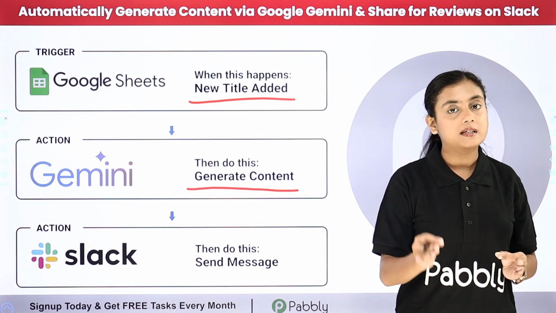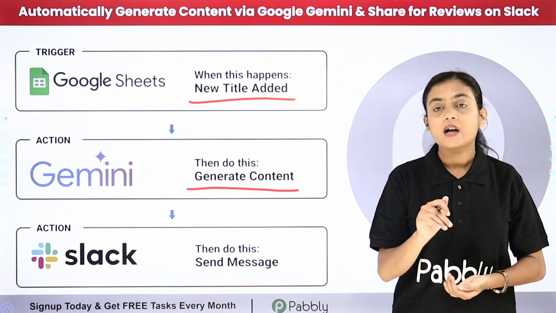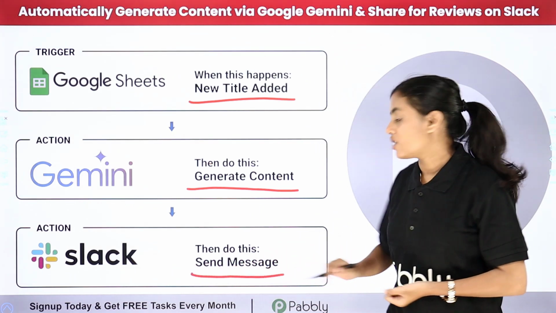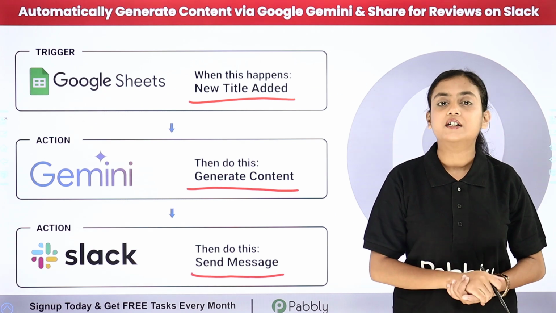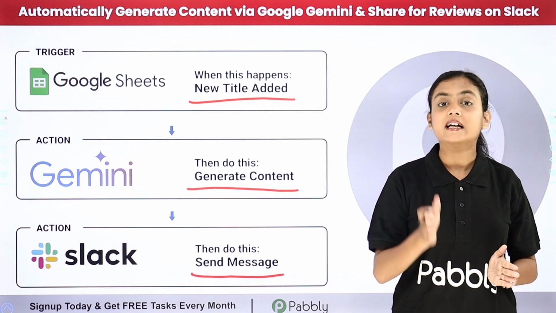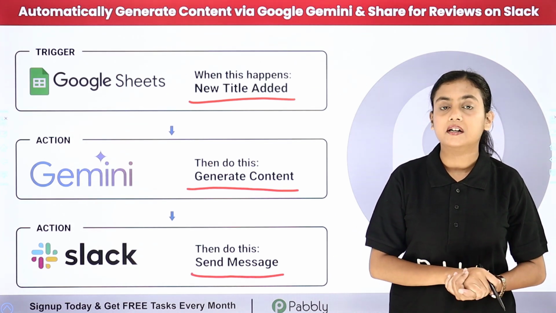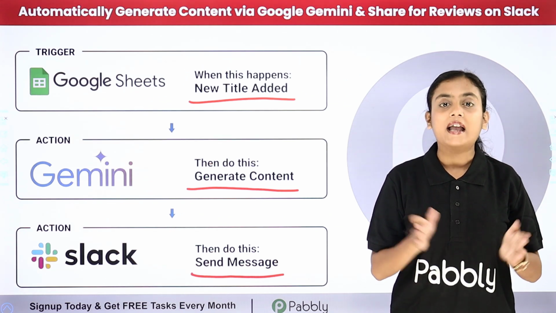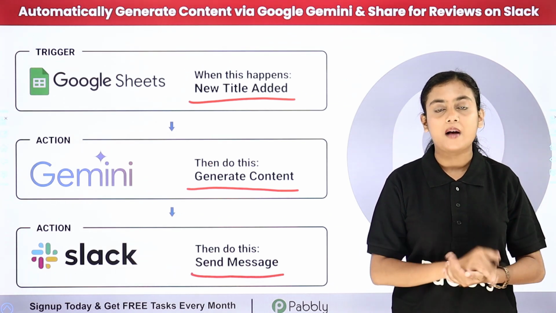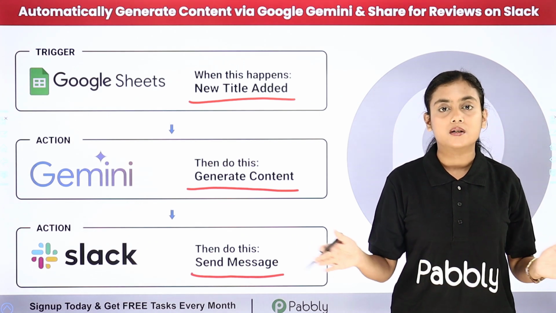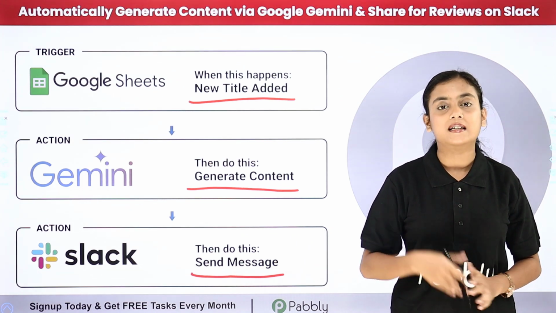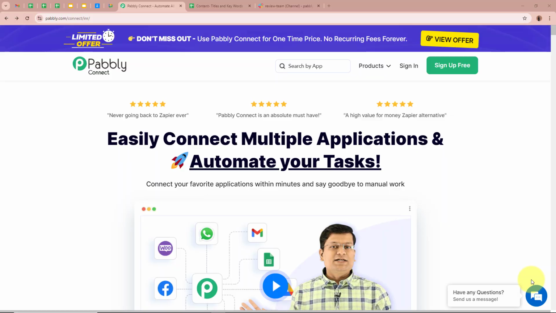And as the content is generated, I want to send a message on the Slack channel that I've created for my review team so that they can review the content that has been generated using Google Gemini. And I'm going to do this with the help of Pabbly Connect. So if you want to learn how to create this amazing automation, then let me take you all to my screen. Welcome to my screen.